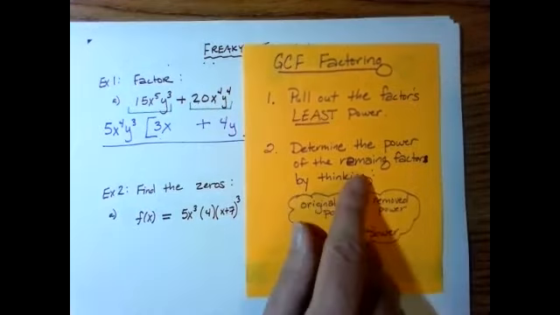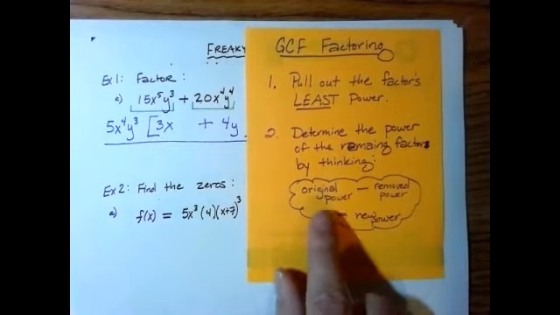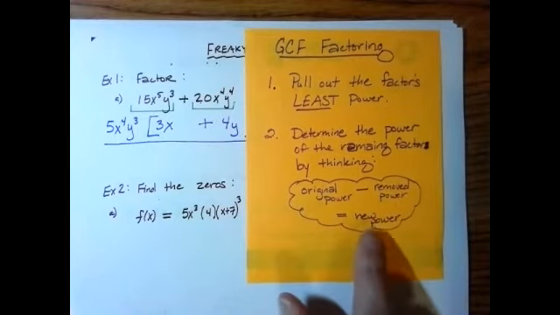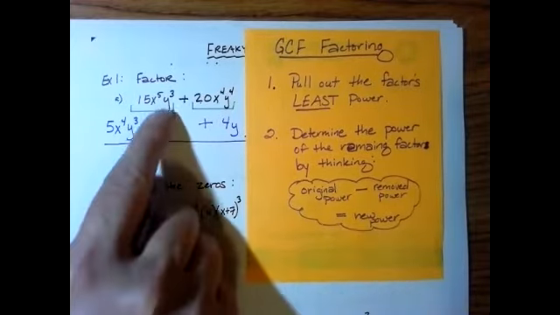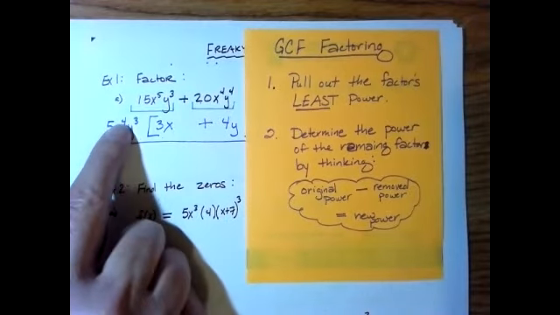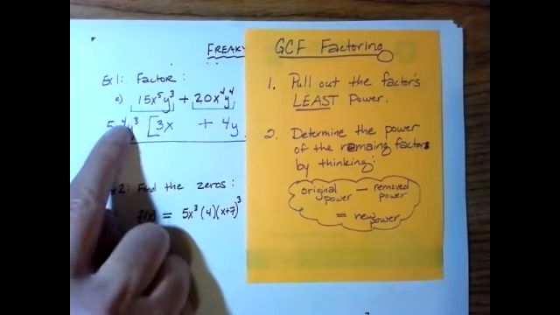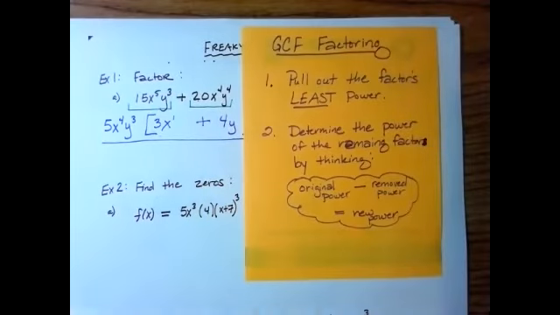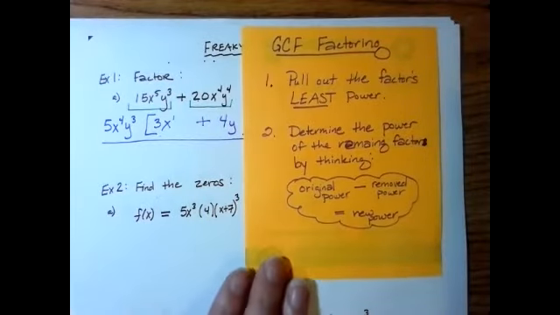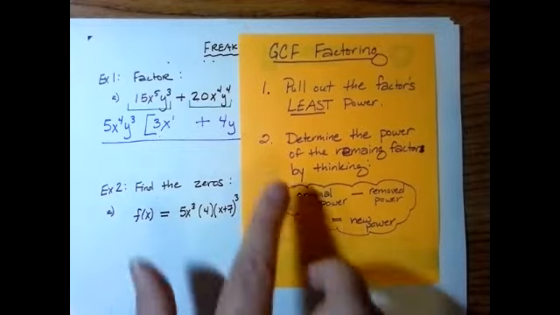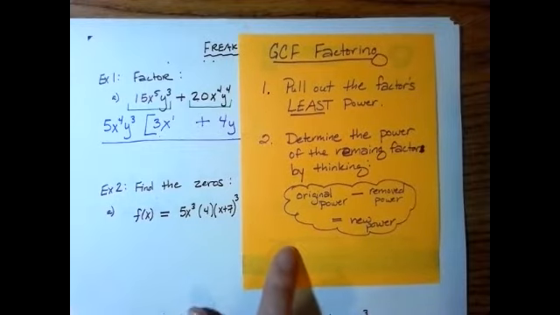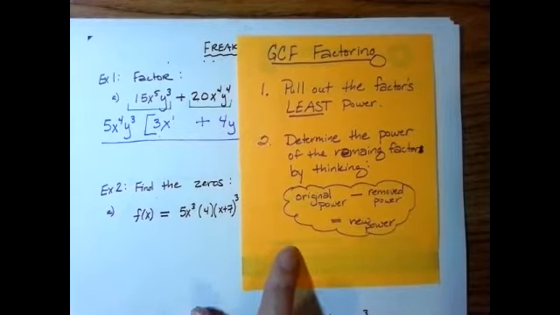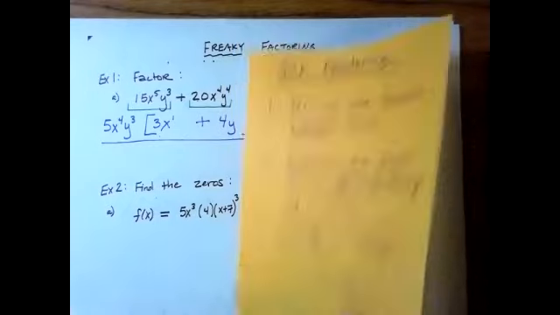And then to determine the power of the remaining factors, here's what I think about. I look at what I originally had, and then I think about what I removed. And subtracting those should give me my new power. So I started with x to the 5th. I removed a 4. So if I subtract 5, subtract 4, then that leaves me 1, and this x is indeed to the first power. So that's kind of the idea of GCF factoring, and you want to go back to the basics when you get to more complex problems and just follow the basic steps of this. So jot this down, pause the video if you need to, and make sure that you know those two basic steps of GCF factoring. Let's look at this in a little bit more challenging example.